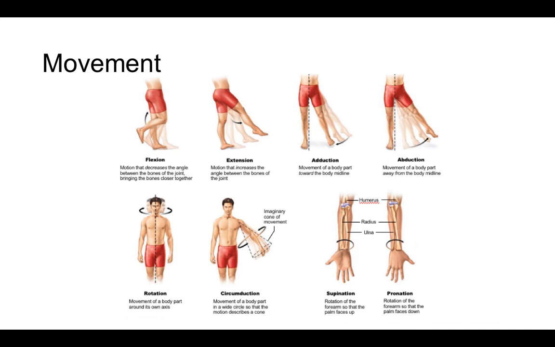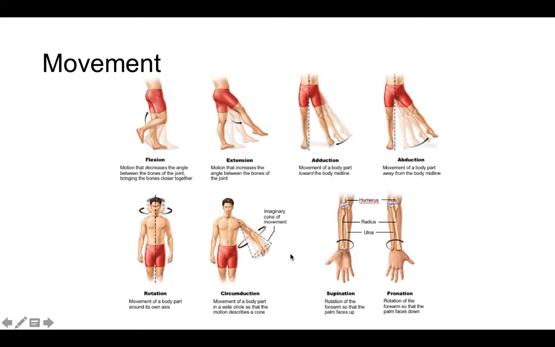We have flexion. It decreases the angle between the bones of the joint, bringing them closer together. Extension increases the angle between the bones. Adduction moves towards the body line. Abduction moves away from the midline.